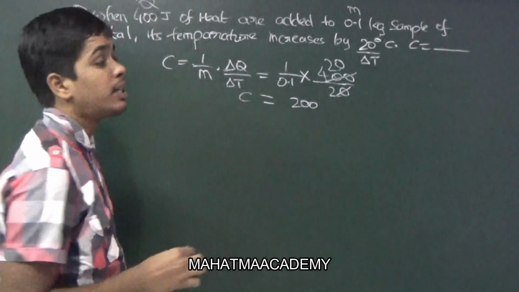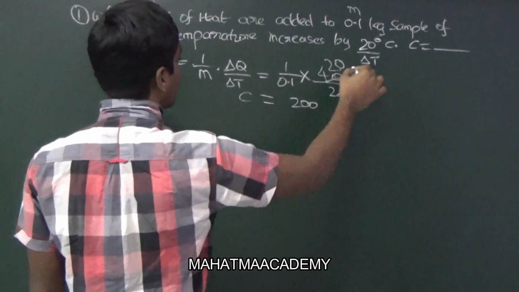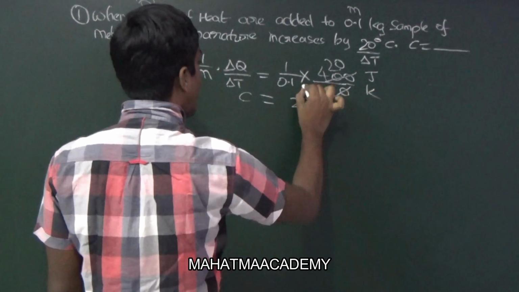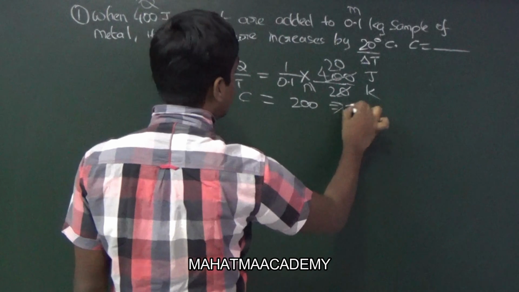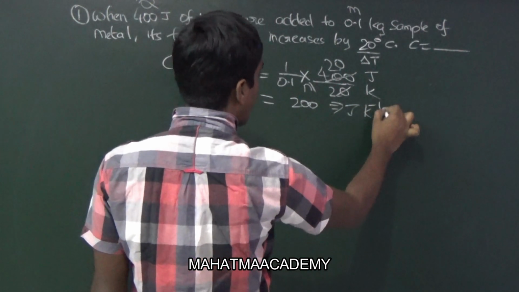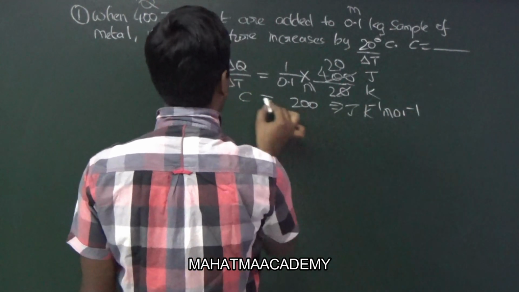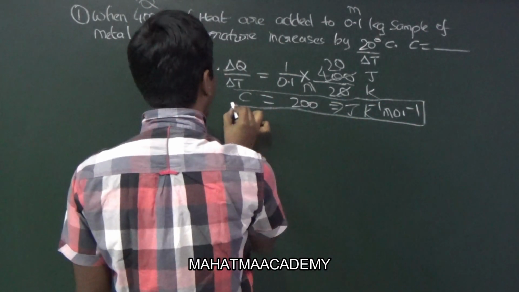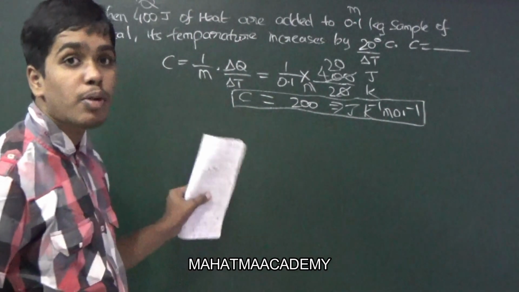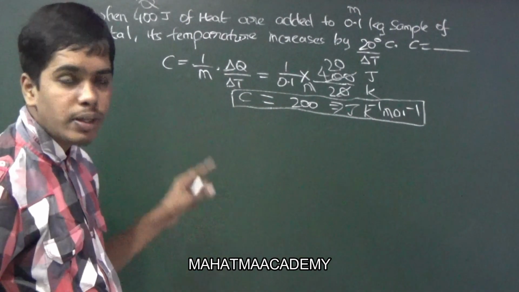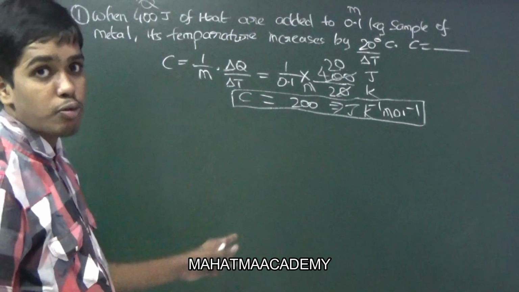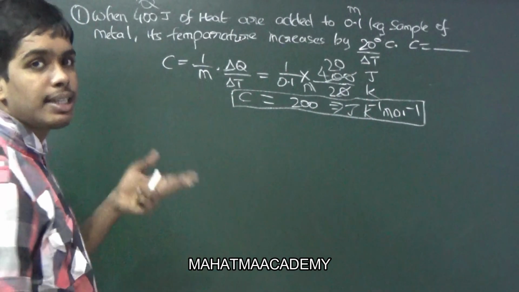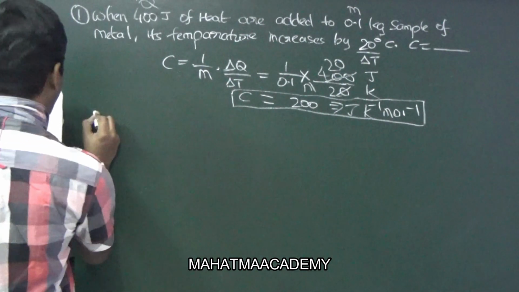Now what are the units? It is joule, per kelvin and per mole inverse. Okay, it is the first problem. As you see, the problem is so easy. You can try this type of problem many more times, but it is of no use. So simply try this. The second one.